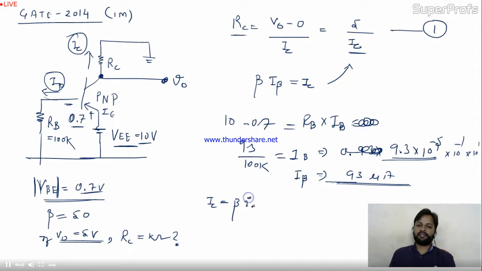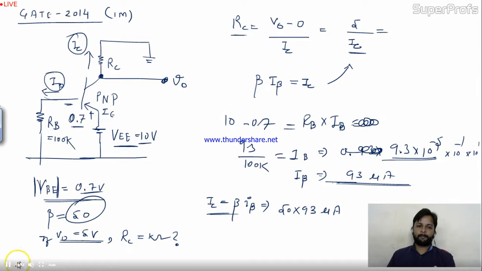Now you need to calculate IC. IC is beta IB. What is your beta given in the question? That is 50. So 50 into 93 microampere is your IC. Now you have to calculate RC. RC is 5 divided by 50 into 93, and this micro will become 10 to the power 6 over here. Here 5, 10 to the power 5 divided by 93.